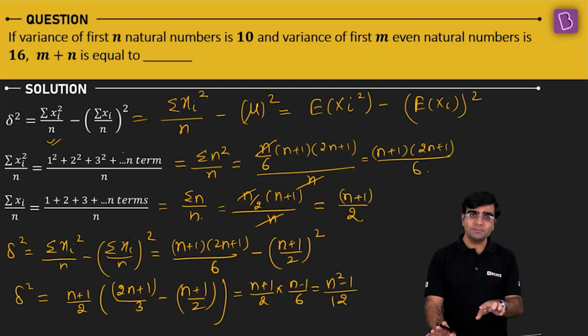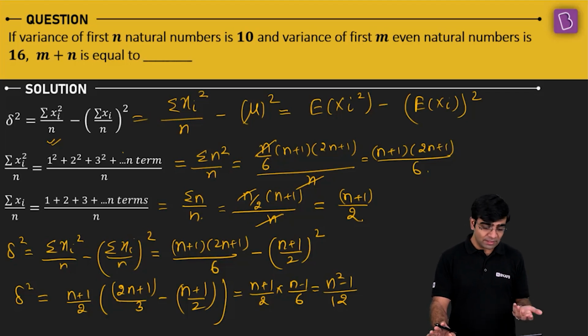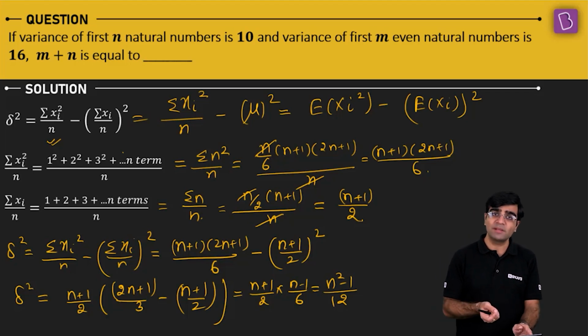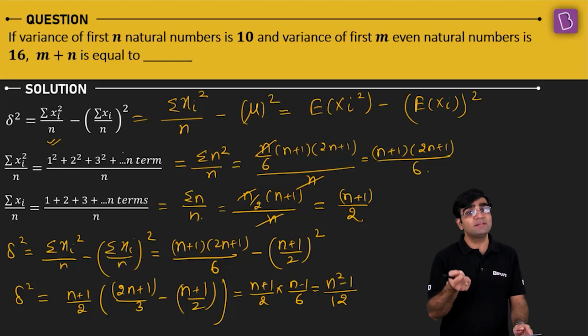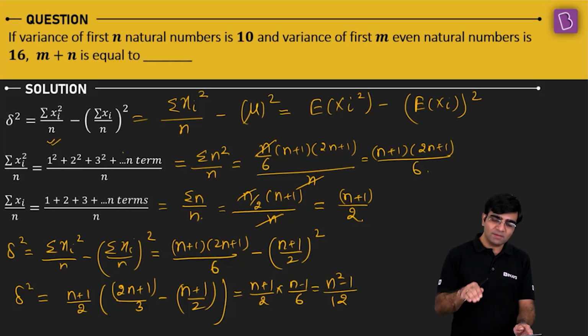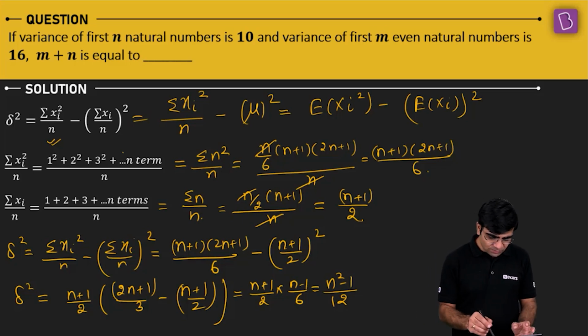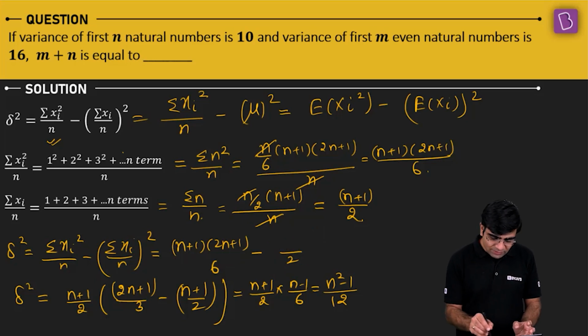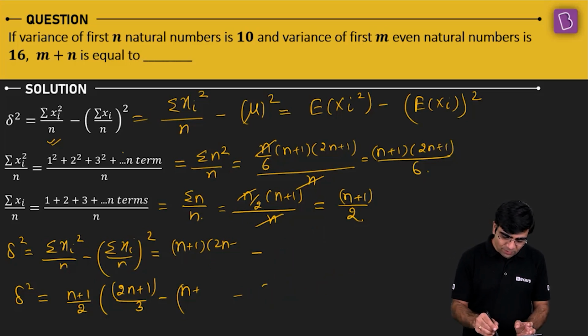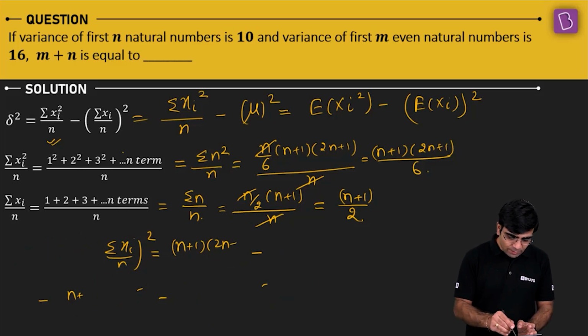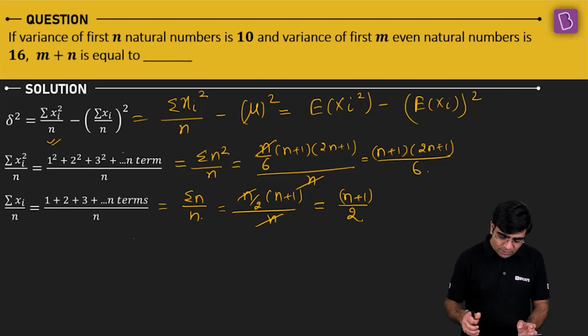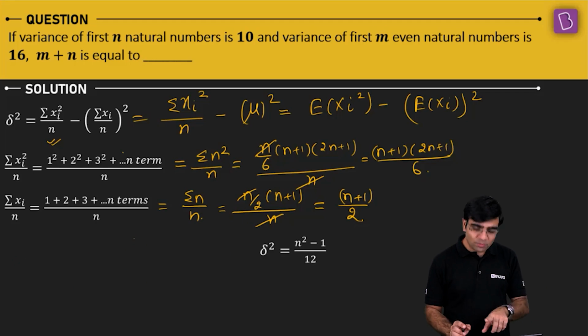Perfect. Formula: sigma xi square by n, how did we calculate that? Sigma xi by n, how do we calculate? Then how do we do the simplification for the delta square value? That is sigma xi square by n minus sigma xi by n the whole square. Then I plugged in the values, simplified, took the LCM, and we got n square minus 1 by 12. Now I'm erasing some things here so I can write neatly. So delta square, effectively, has become n square minus 1 by 12.